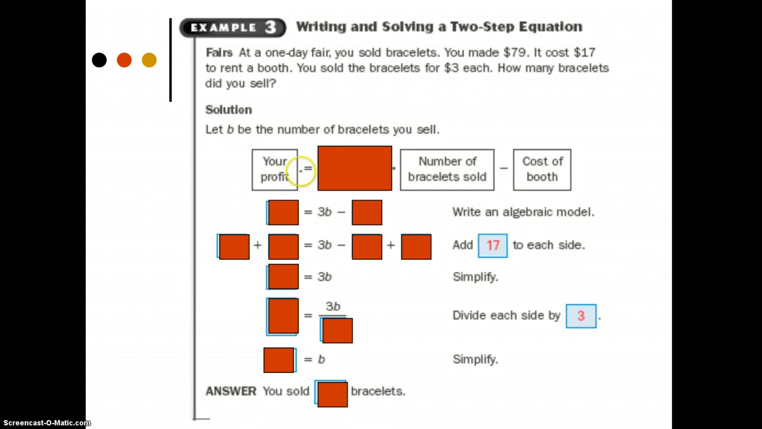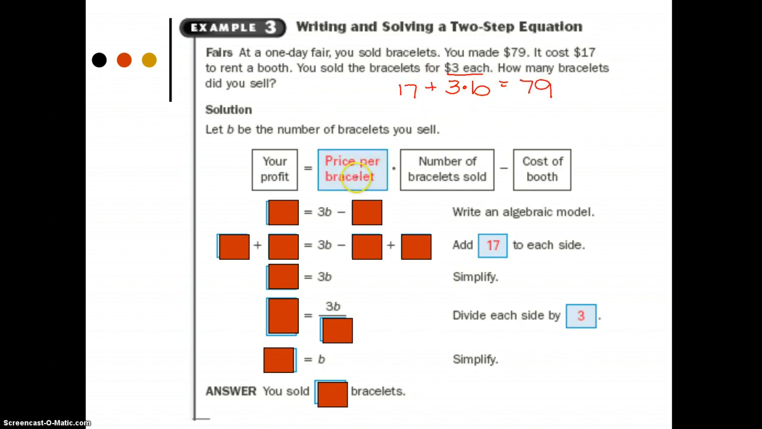Example 3. At a one-day fair, you sold bracelets. You made $79. It cost $17 to rent a booth. You sold the bracelets for $3 each. How many bracelets did you sell? Well, each bracelet costs $3. That means you're going to do $3 times how many bracelets you sell. But you also have to include the cost of the booth rental, and that's going to equal your total.